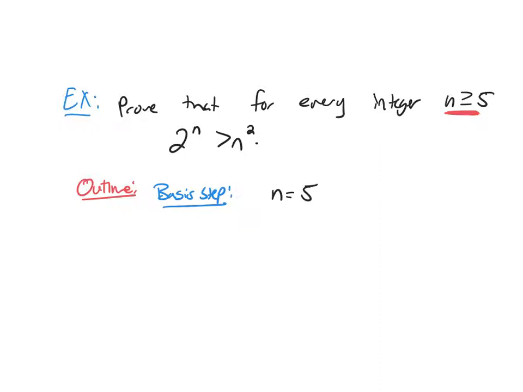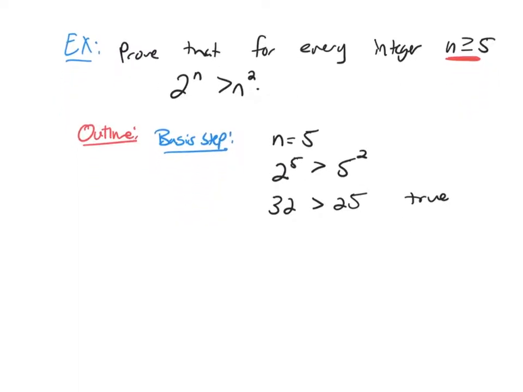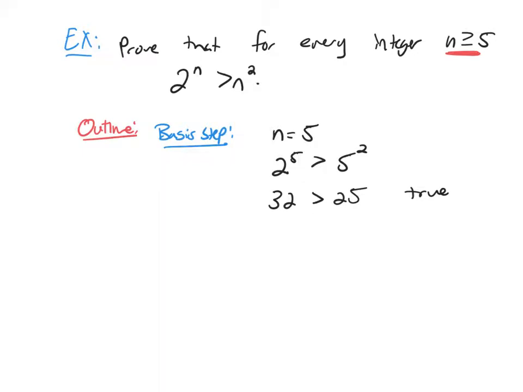If I look at n equals 5, the question is, is 2 to the 5th greater than 5 squared? Well, 2 to the 5th is 32. 5 squared is 25, so this inequality is true, which means we've done the basis step. So now let's look at the inductive step.